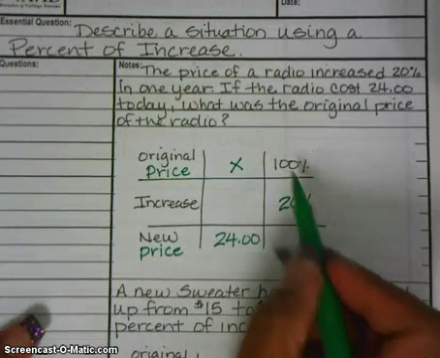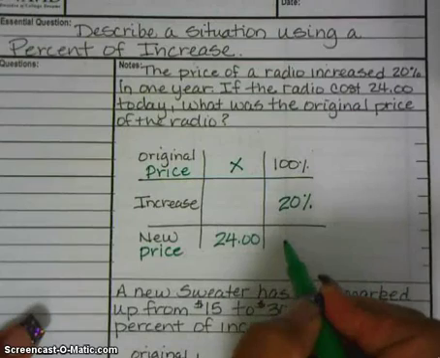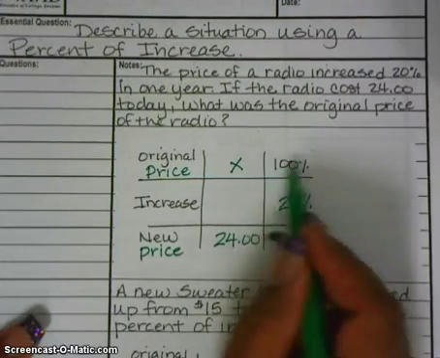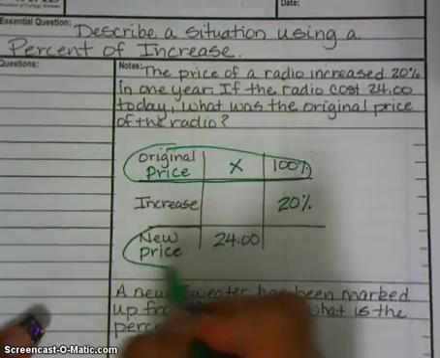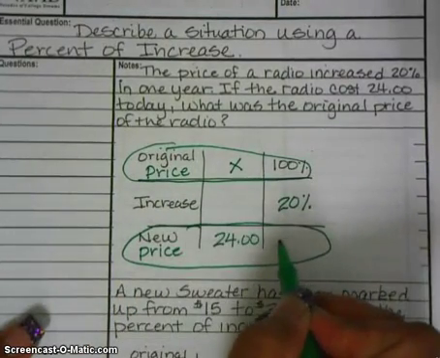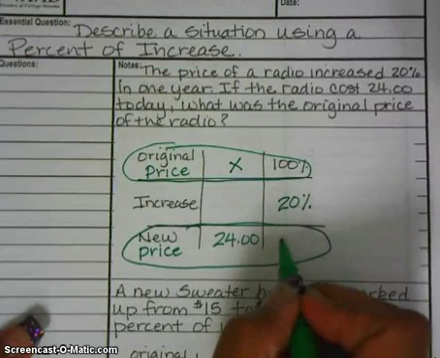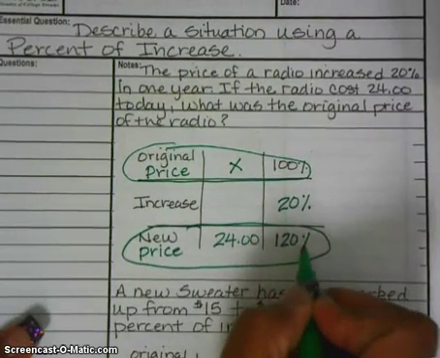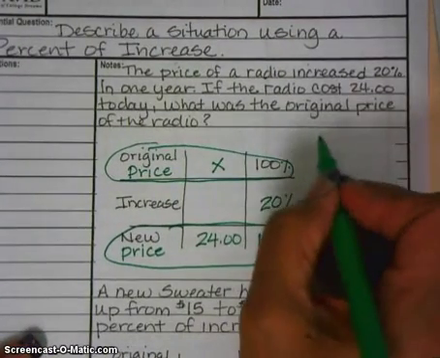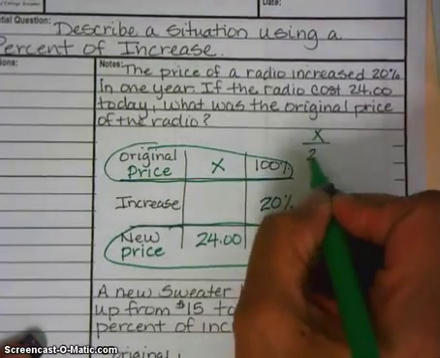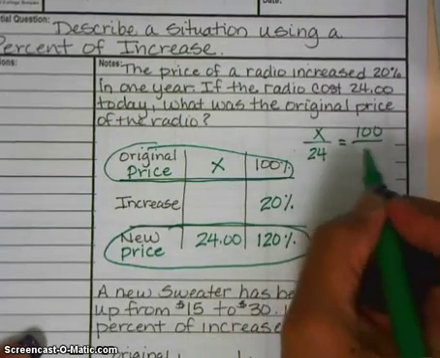Okay, so I need to find this value here because I need to use this and I need to use this. So I need to know what this percentage is. Well, it totals. So 100 plus 20% is going to give me 120%. Okay, so I'm ready to set up my proportion. My proportion is going to be X over 24 equals 100 over 120.